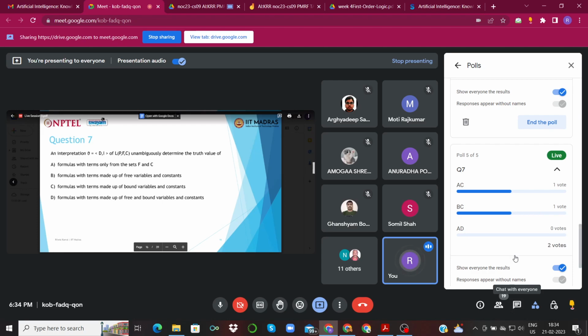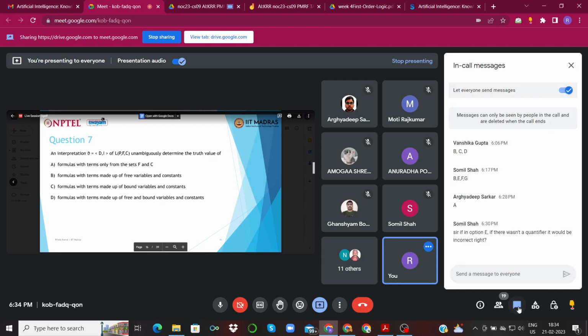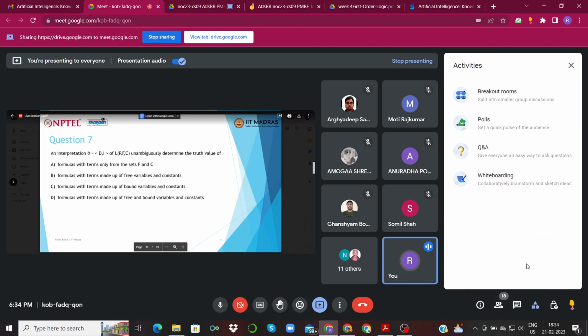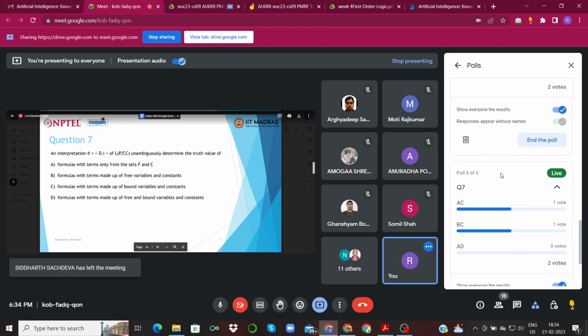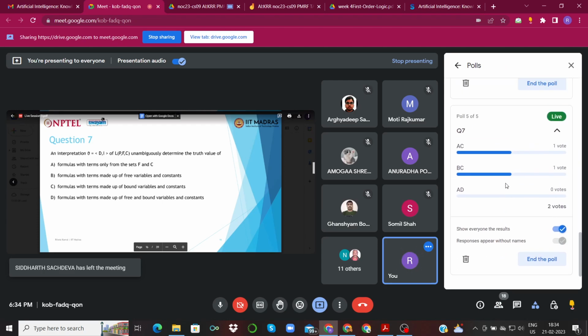Okay, we have one vote for B and C and one vote for A and C. Let's wait for some more time and see if there are any more votes coming up. Okay, we had for a while one extra vote for A and C, but then there was again a vote for B and C. So at the moment they are both standing at 2 and 2 votes.